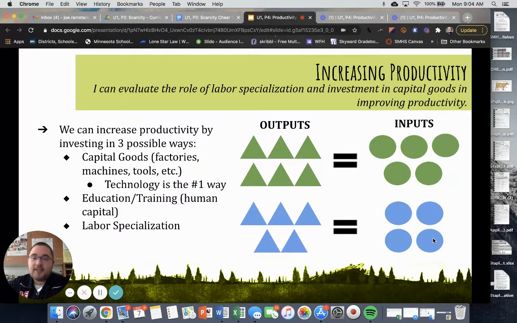Education and training, we can increase productivity by training our workers to be a little bit more productive or informed about what they're doing so they work faster or more efficiently. And lastly, we have labor specialization.